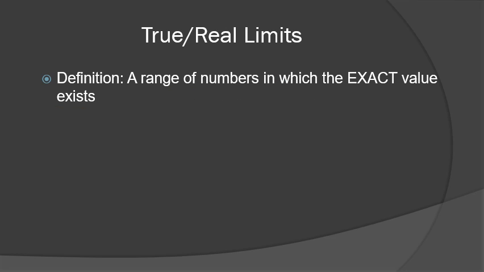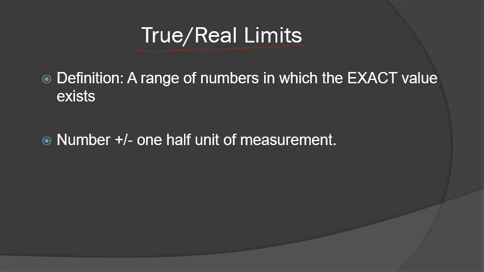All right, let's transition into some basic math stuff real quick. I know there was some basic math stuff in the other one, but there's the basic math before we get to summation notation, which might be new to some of you. But there's two things I want to look at real quick. First is true or real limits. So this is going to be related to a range of numbers within which the exact number exists. How do we calculate this? We do a number plus and minus 1/2 the units of measurement.